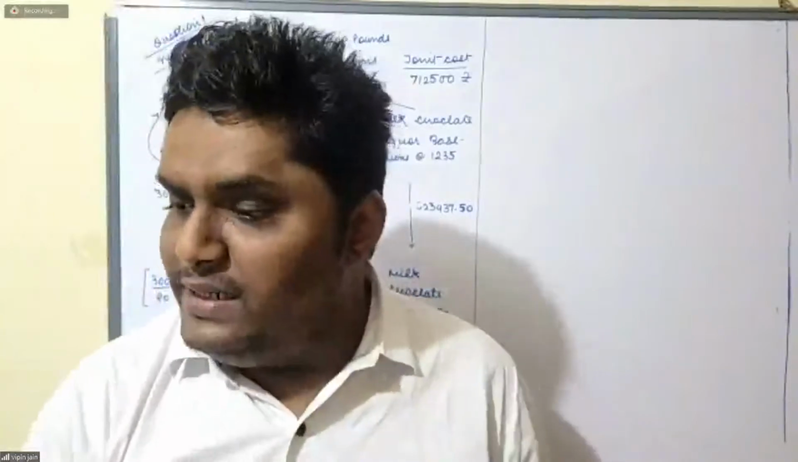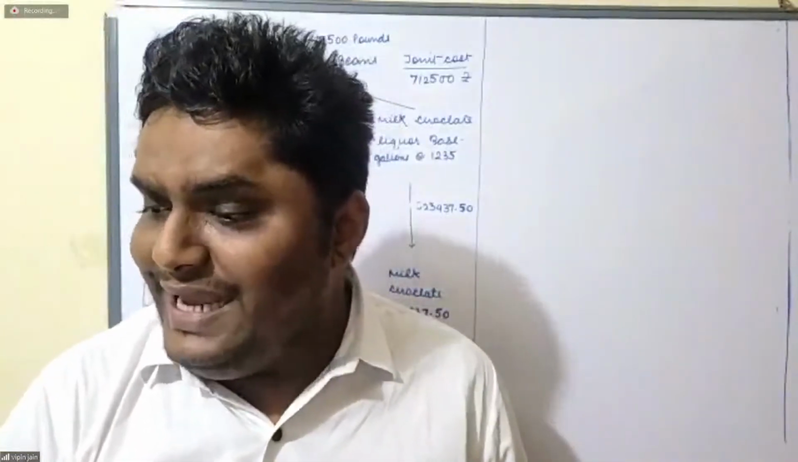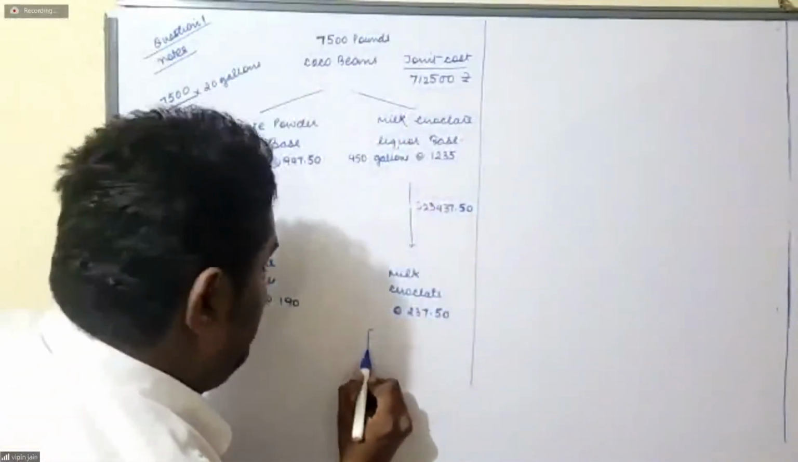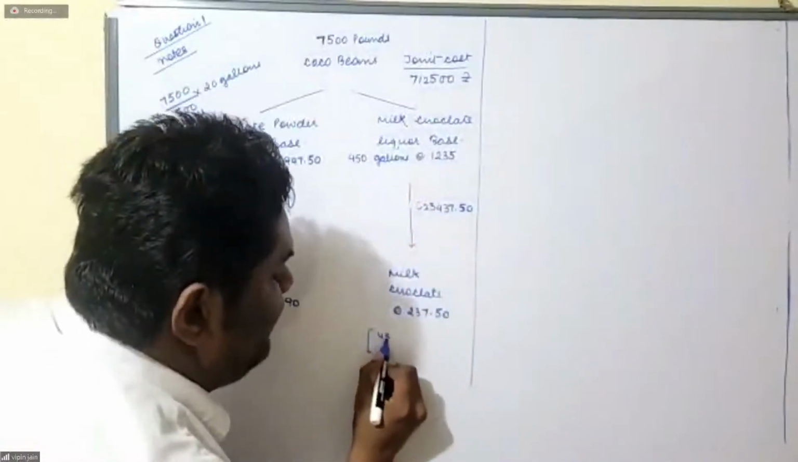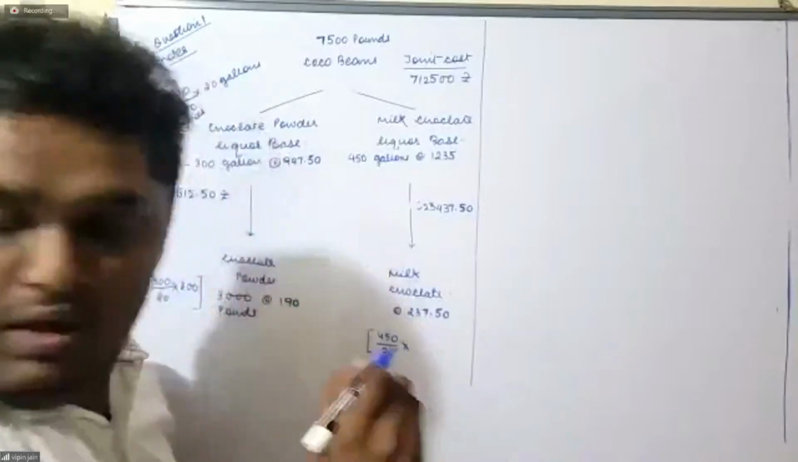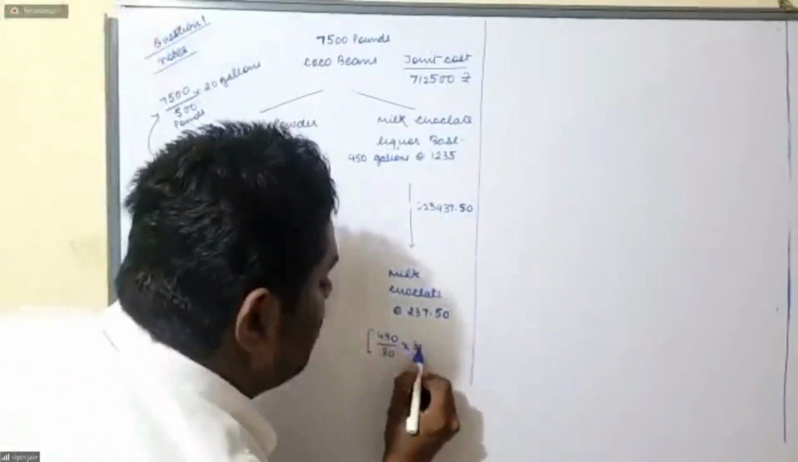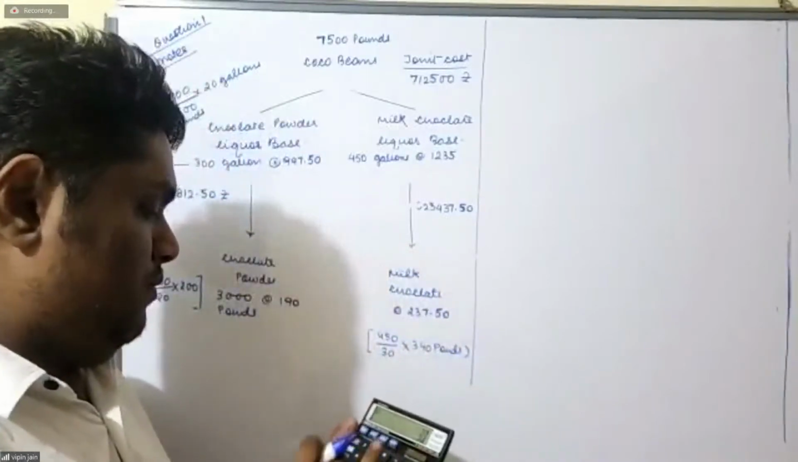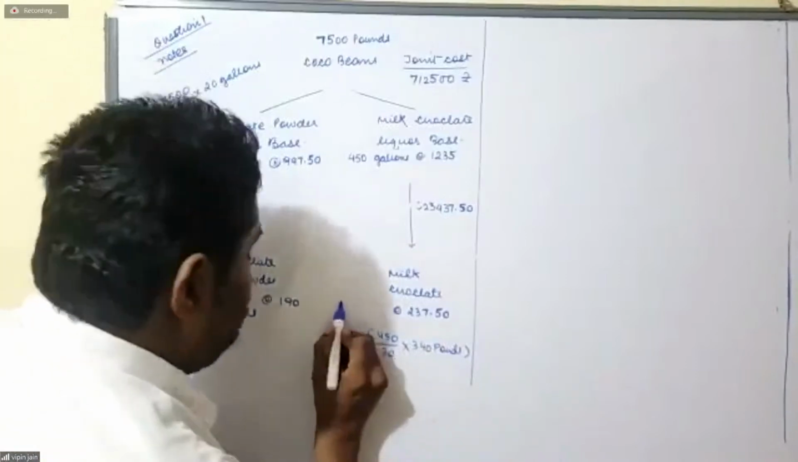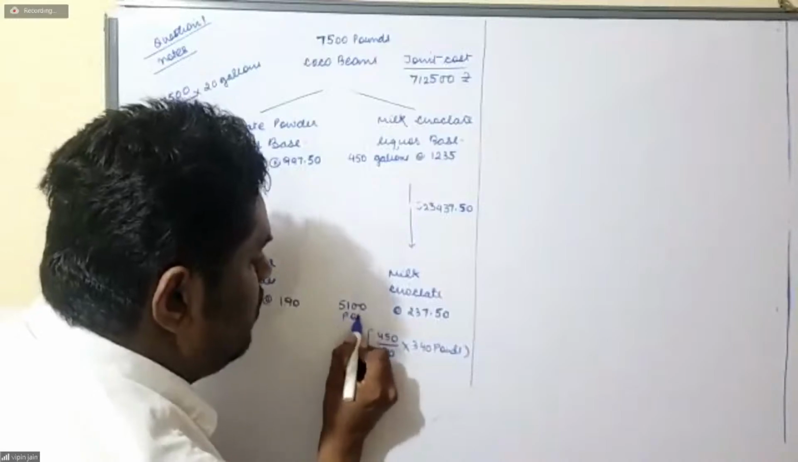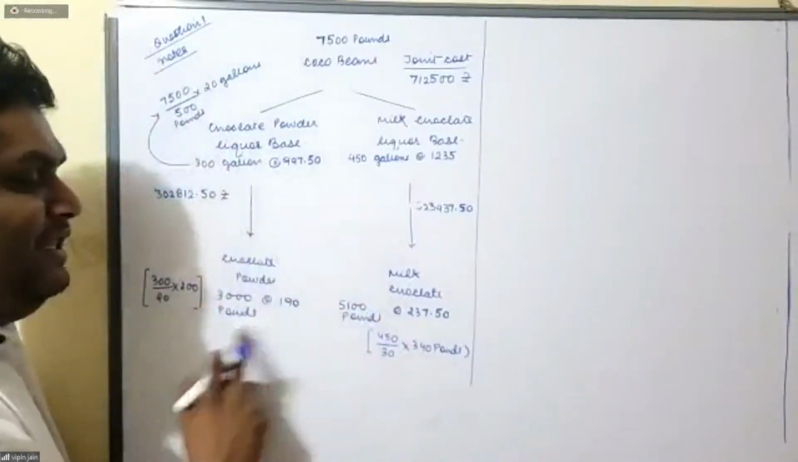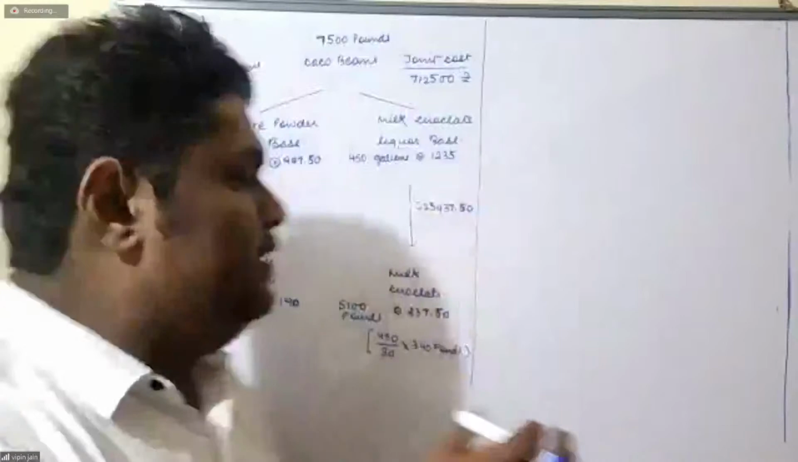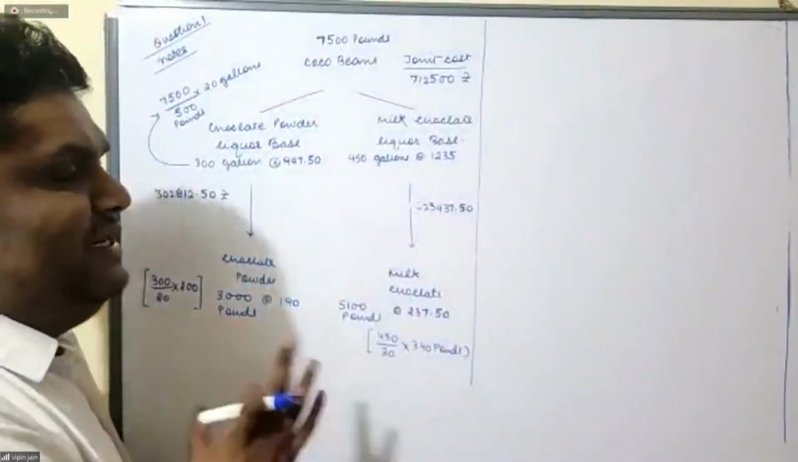And similarly, in the case of milk chocolate, it is given that every 30 gallons will yield 340 pounds. Total number of gallons are 450. Every 30 gallons will yield 340 pounds. That is a total of 5,100 pounds. This information is given in the question, but guys, very important, we should cross-check the information that is given in the question. So this is the way we can cross-check it.